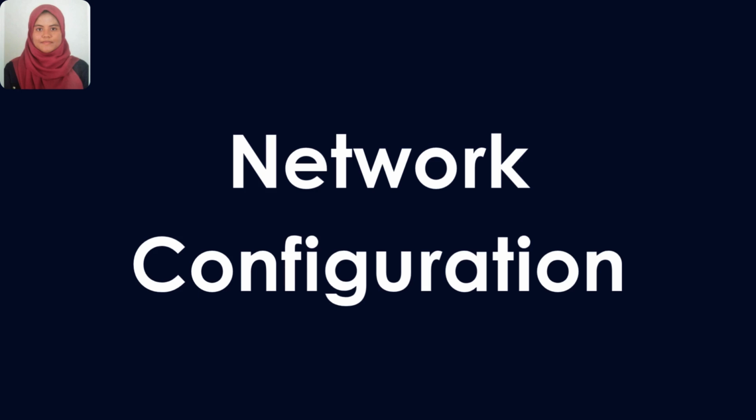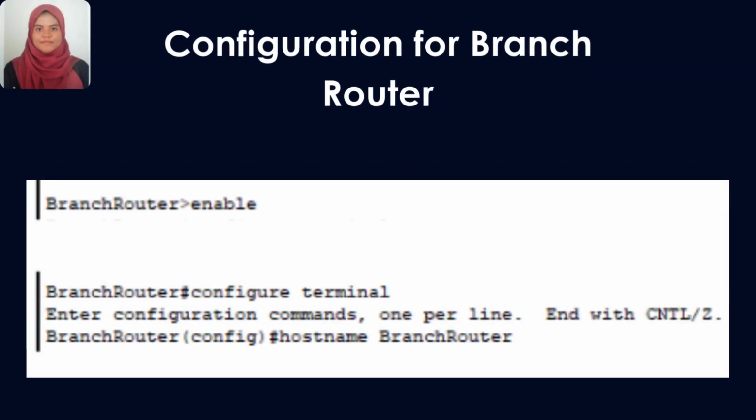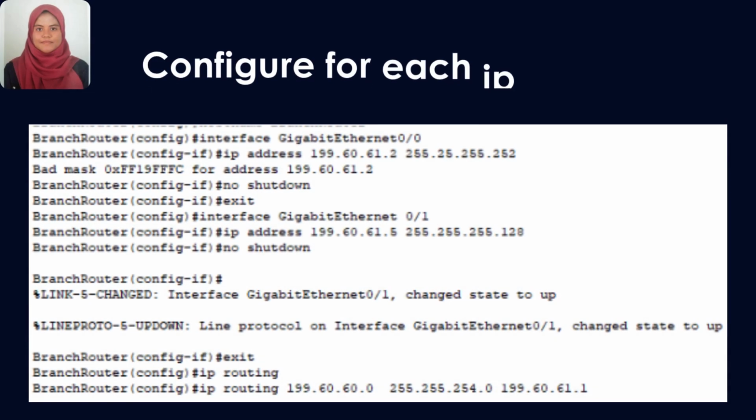So for the network configurations, I would like to present the configuration of the two routers, which are the branch router and the main router. First, on the branch router, I set the hostname and configured the two interfaces. On GigabitEthernet 0/0, I assigned the IP address 199.60.61.2 with the subnet mask.